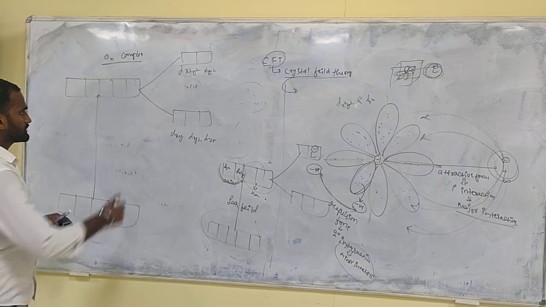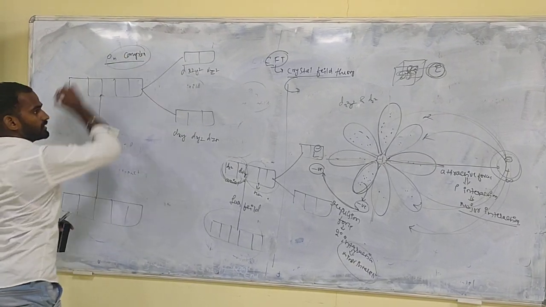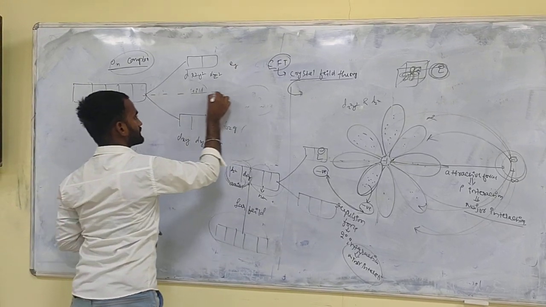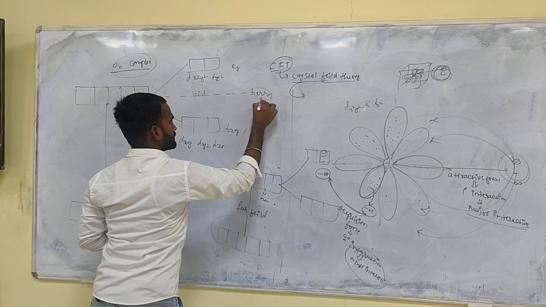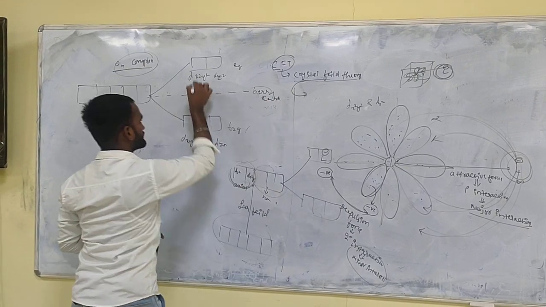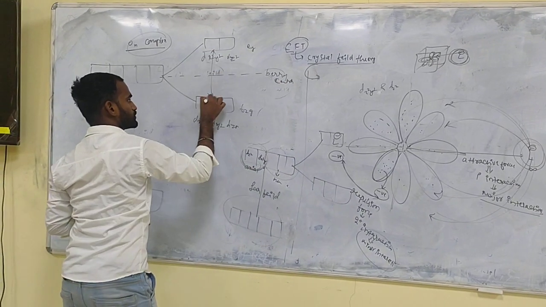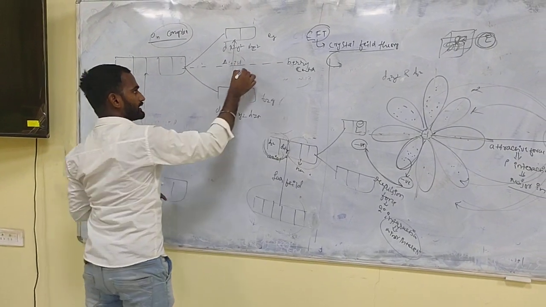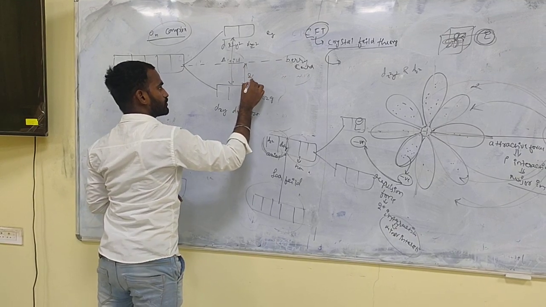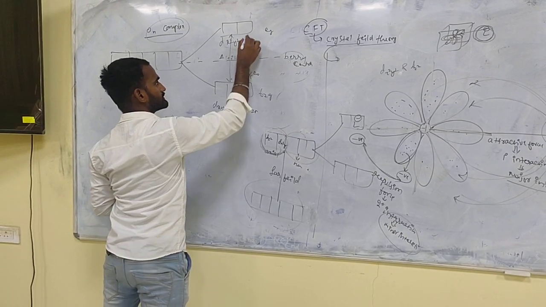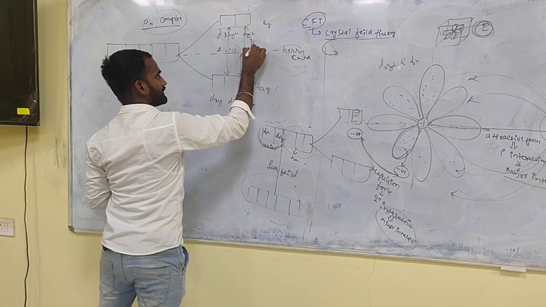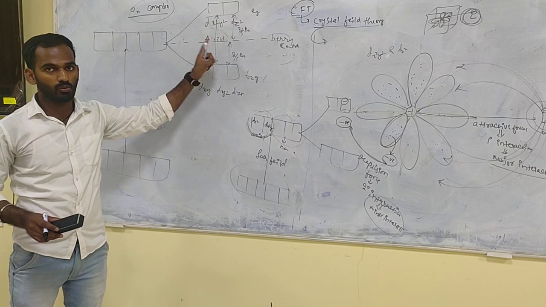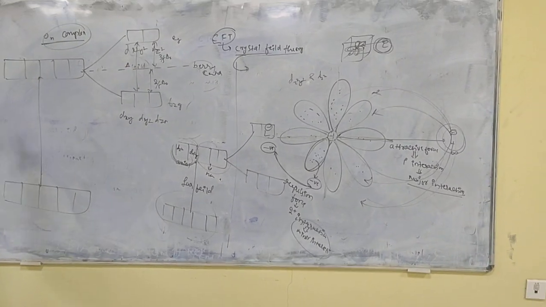This is how the splitting takes place in an octahedral complex. The lower set is also called the T2g state, and the upper set is called the Eg state. This center is called the barycenter, and the energy difference between the two split orbital sets is called the splitting energy. This energy gap is 2/5 delta O, and this energy gap is 3/5 delta O. I hope up to here everything is clear.